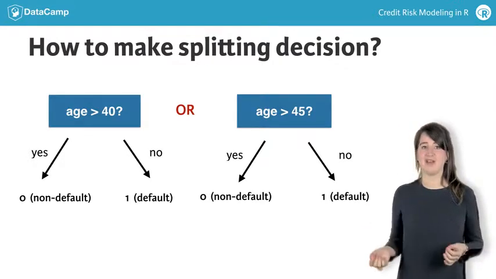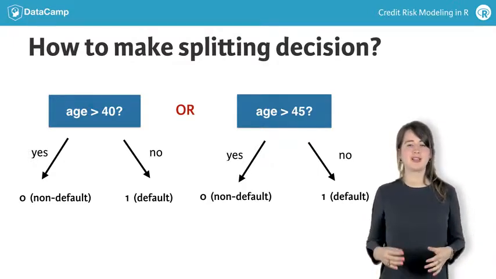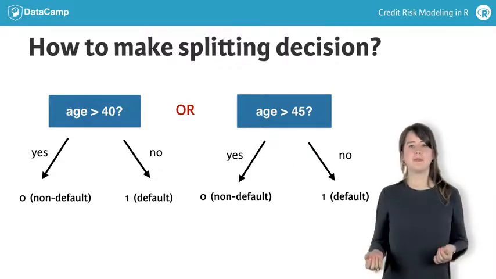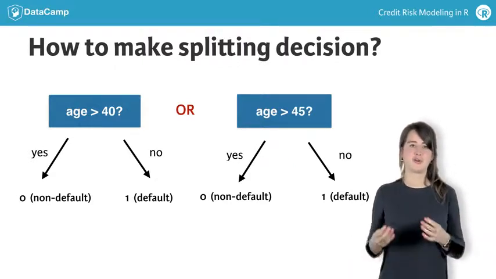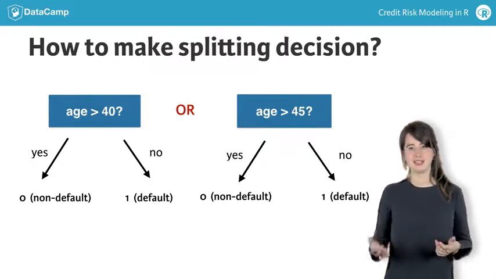The answer can be found in defining a measure for impurity. In short, you would like to minimize impurity in each node of the tree. A popular measure, and the default measure for impurity in the popular rpart package, is the Gini measure. Let's look at an example.